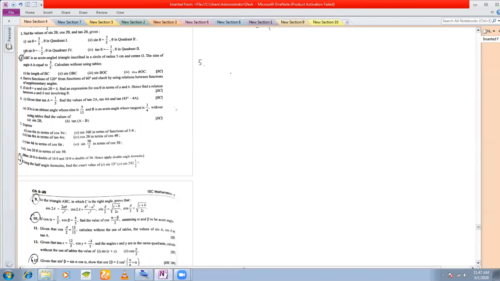the sums on multiple angles. I'll do all the ISC problems in this exercise. Now it's given here. Look at number 5.